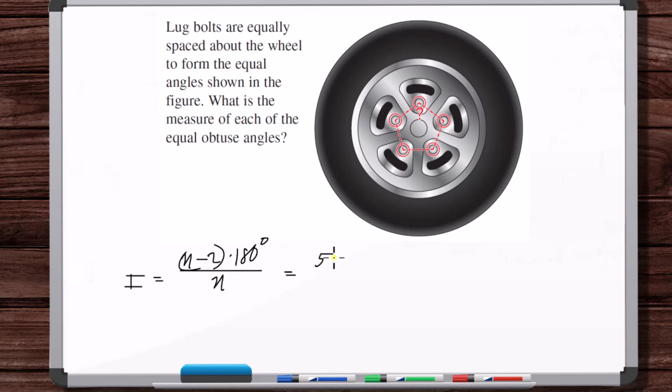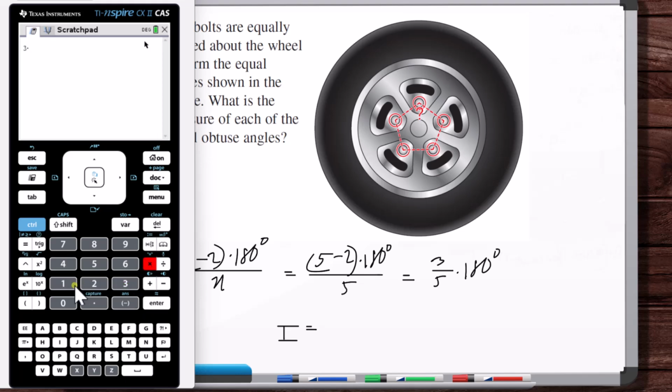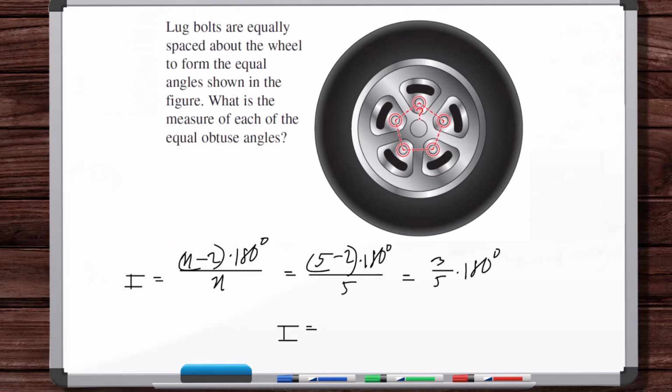So we have 3/5 times 180. So 3 times 36 is 108.